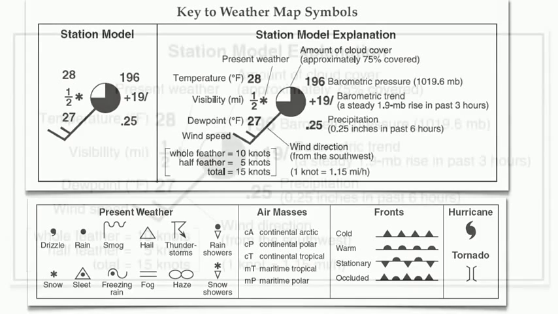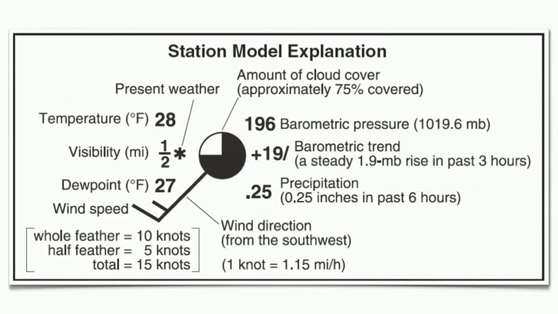So let's get started. The great thing about your station model is that all the variables are always going to be in the same spot from station model to station model with the exception of wind direction. So the first variable we're going to talk about is air temperature. That's always going to be given to you in degrees Fahrenheit, and that's going to be really in the upper left-hand portion of your station model. Below that is going to be your visibility. That's going to be given to you in miles, sometimes as a fraction, sometimes as a whole number. It's basically how far you can see.